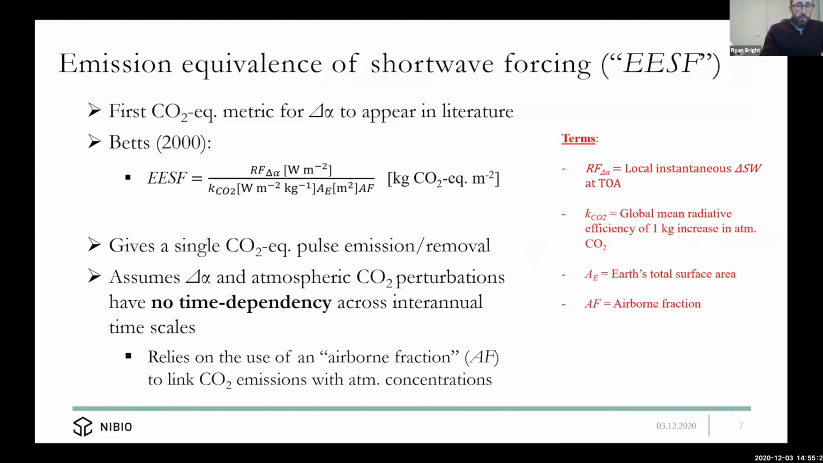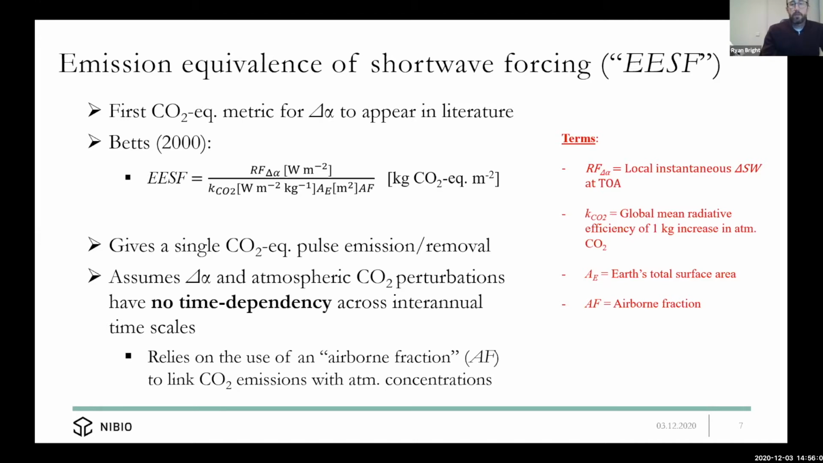So the first metric, which we identified as appearing in the literature nearly 20 years ago, was termed the emissions equivalent of shortwave forcing by Richard Betts in the UK. This measure gives a single CO2 equivalent pulse emission or removal. For the rest of my presentation, it's important to point out that I will refer to the instantaneous shortwave forcing at the top of the atmosphere as the definition for the radiative forcing of surface albedo change term that is shown here in the numerator of this equation and others.